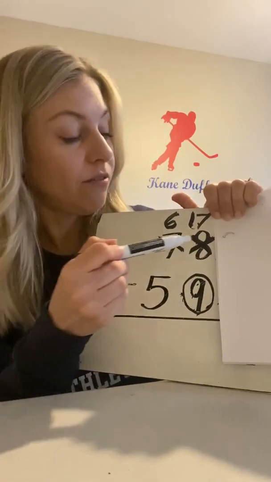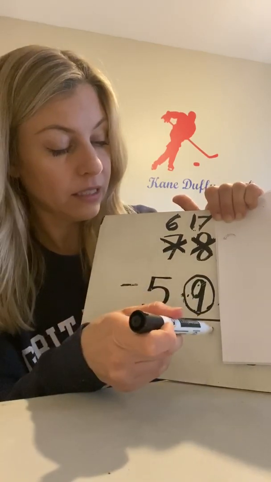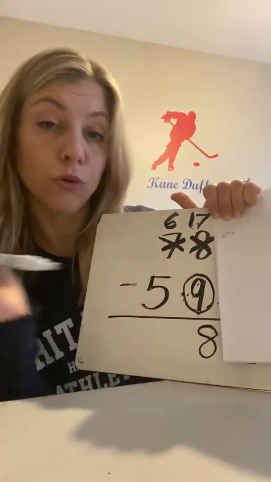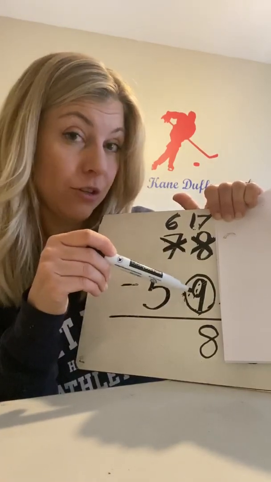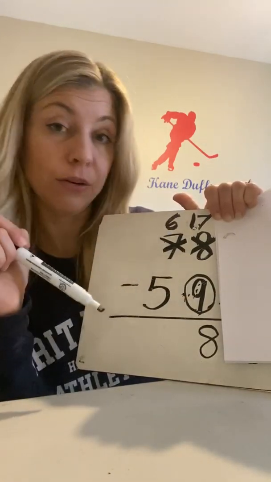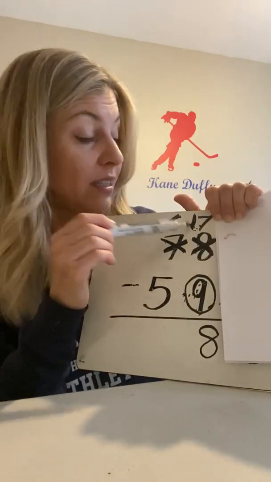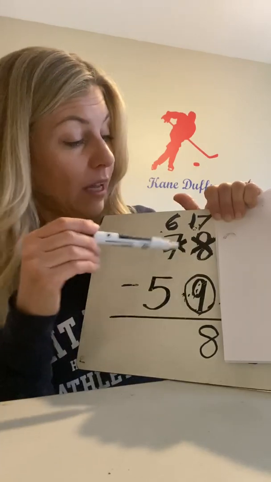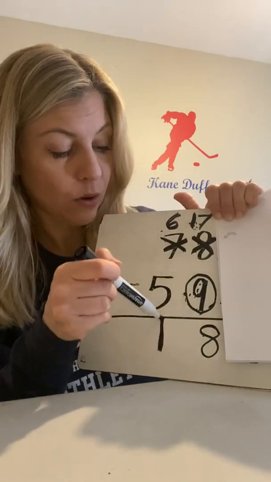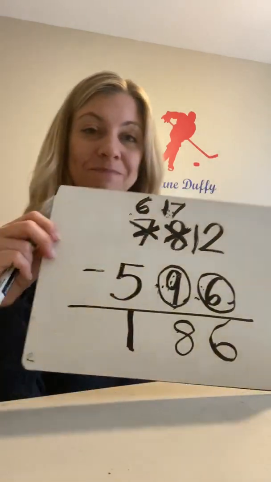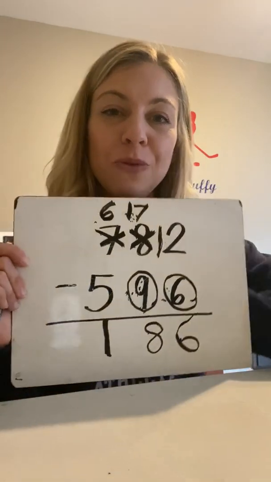So now I have 17 minus 9. 17 minus 9 was 8. If you got that part wrong, my guess would be maybe you tried to do 9 minus 7, which you cannot do. We had to take 100 more and turn this 7 into 17. Okay, and 17 minus 9 was 8. 6 minus 5 is 1. Okay, and that is how we do 3-digit subtraction with regrouping.